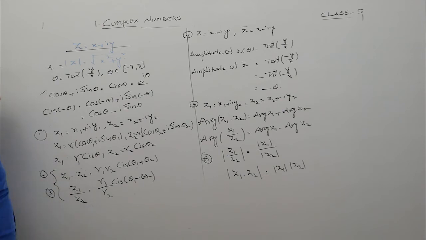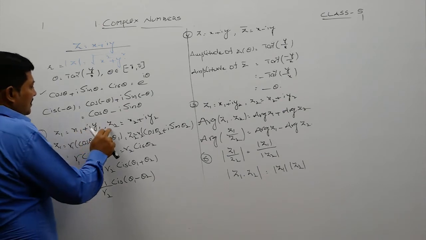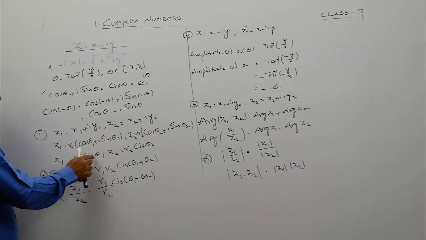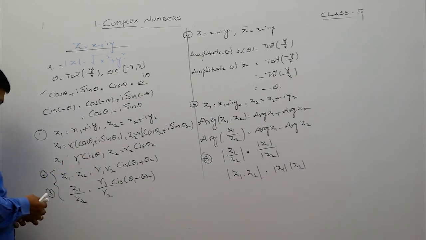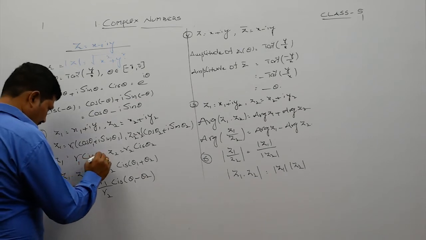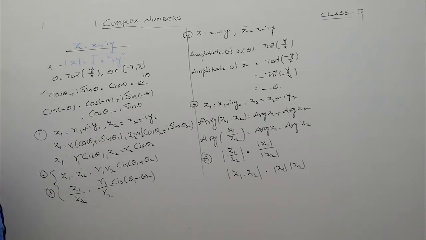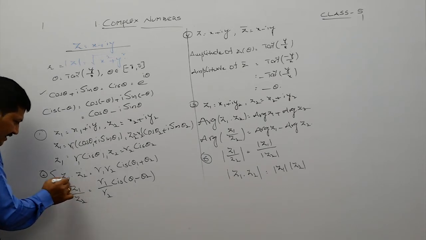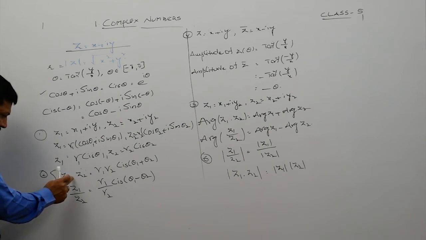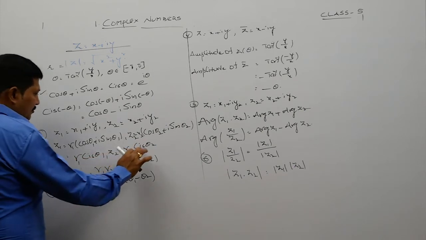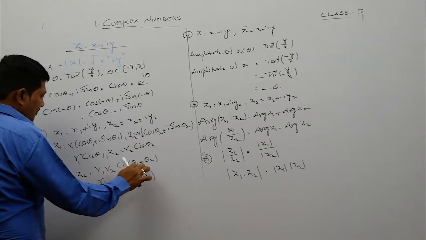Next importantly, suppose z1 = x1 + iy1 and z2 = x2 + iy2 are complex numbers, and these are their polar forms: z1 = r1 cis θ1, z2 = r2 cis θ2. Then z1 into z2, where the operation on the left hand side is a dot between these two complex numbers. On the right hand side you can observe r1 r2 into cis θ1 into cis θ2, which will become cis (θ1 + θ2).